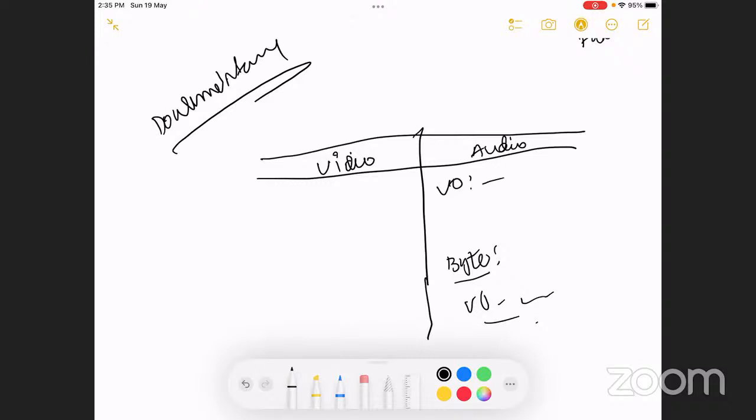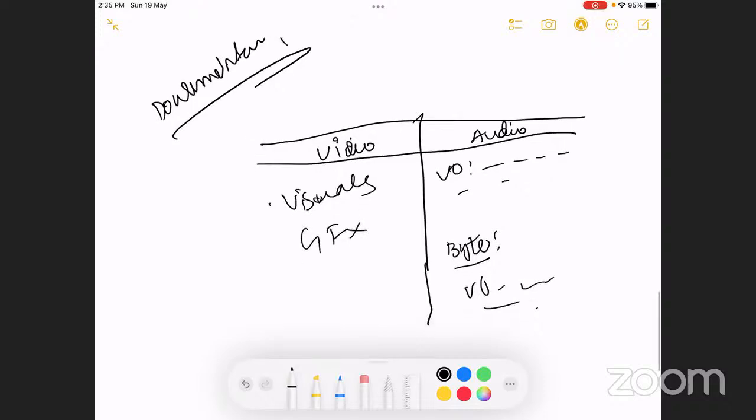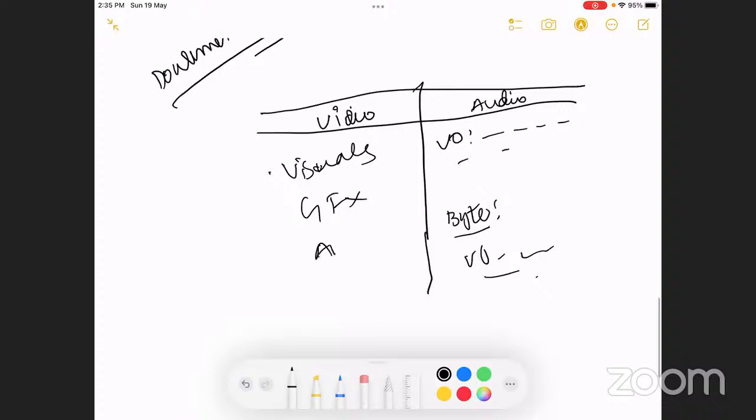Here, according to your voice, you need to take visuals. Whether you are taking shooting or visuals, or sometimes graphics. Okay, sometimes animation.